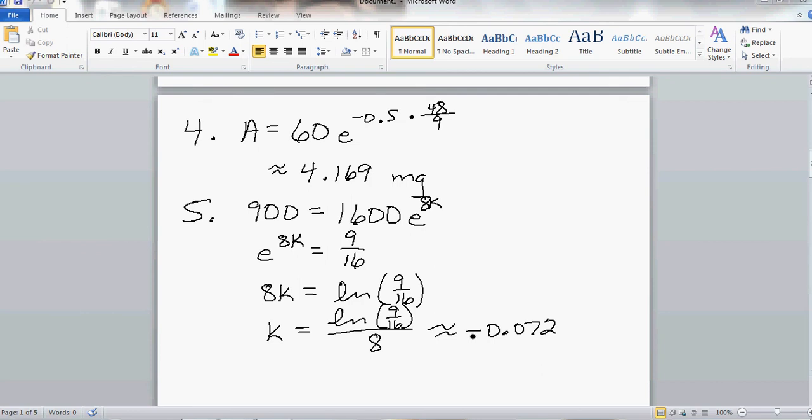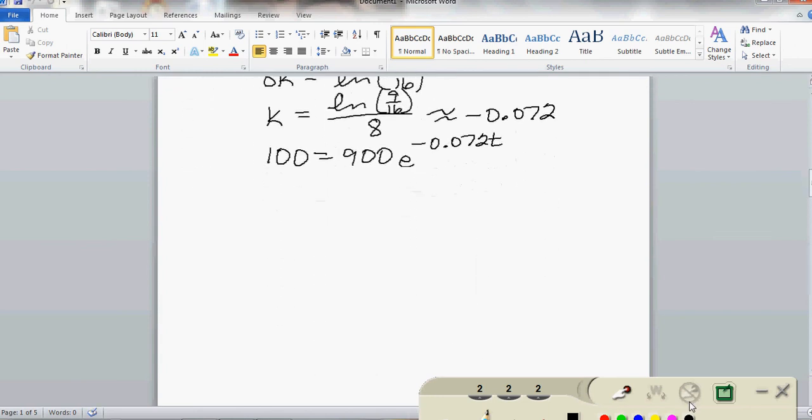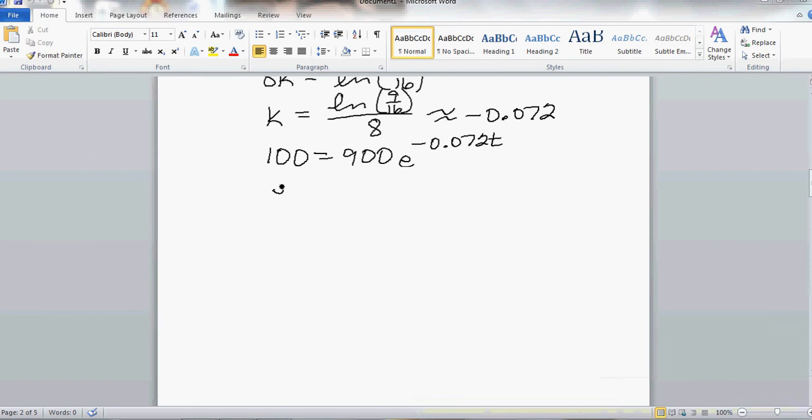But then we ask, when it gets to 100, then it's irreversible. They're going to be gone. And so we ask, when will this happen? So now we are asking, when will it become 100? And right now we are at 900, e to the negative 0.072t. So we need to continue solving this. We divide both sides by 900. So e to the negative 0.072t equals 1/9.